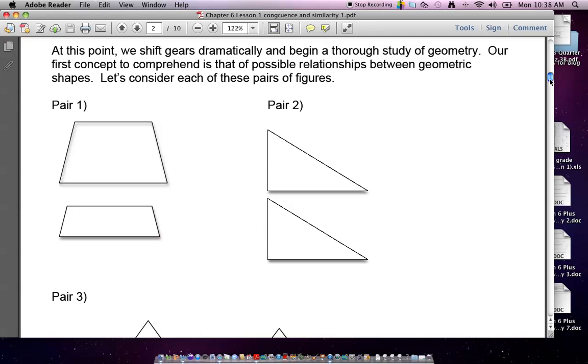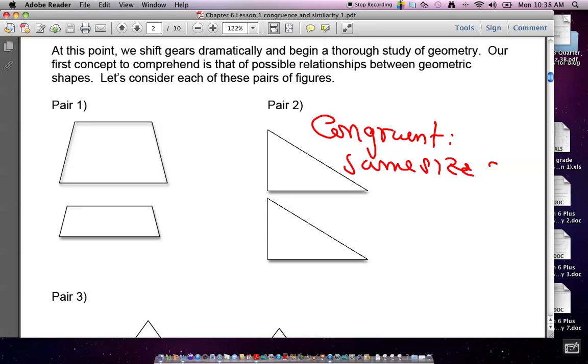All right. Now, one of these two pairs, pair 1 or pair 2, is congruent. Which pair do you think is congruent? Everybody? 2. So pair 2 is congruent. And congruent means same size and shape. Same size and shape.